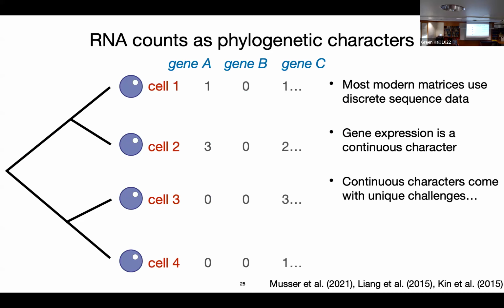The thing is, most modern matrices are built using sequence data, especially DNA sequence data. So sequence data is discrete, but within any single organism, cells don't differ by their genome, they differ by their transcriptome, and a transcriptome is continuous data. Continuous characters come with their own issues. So in the following section, I'll demonstrate how I approach these challenges to produce the first cross-species cell phylogeny.